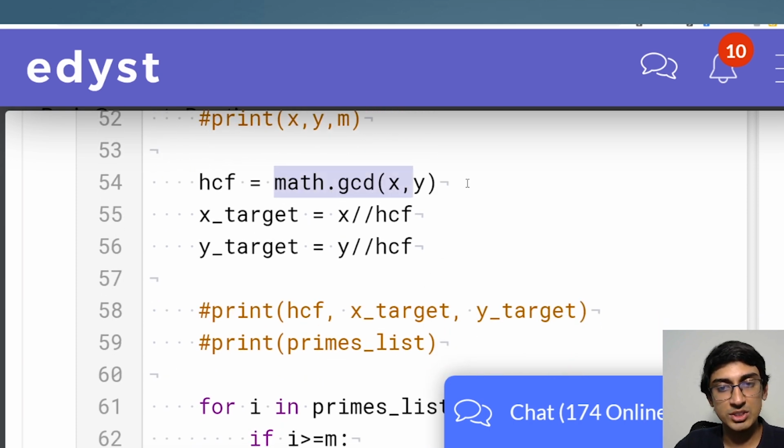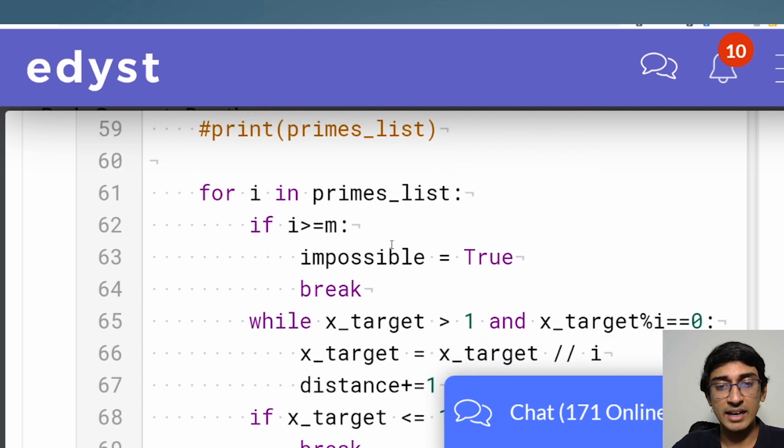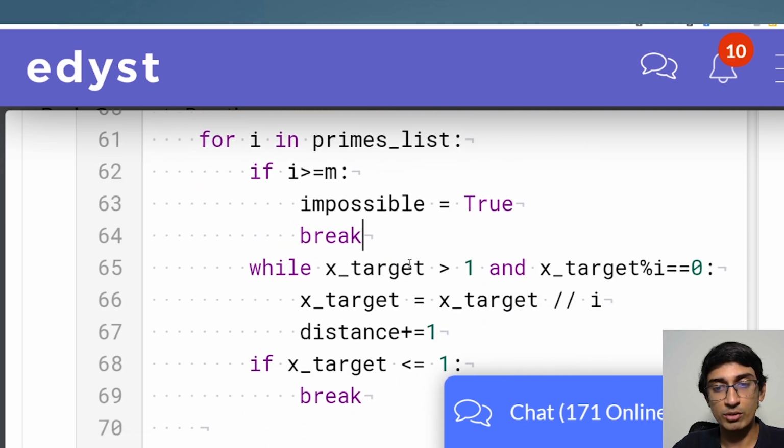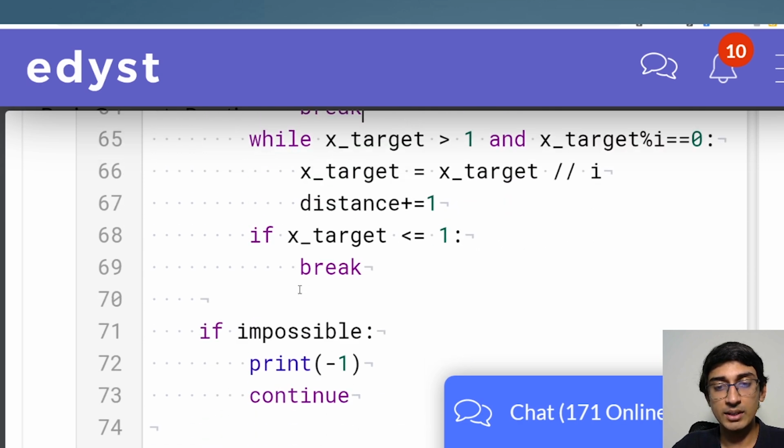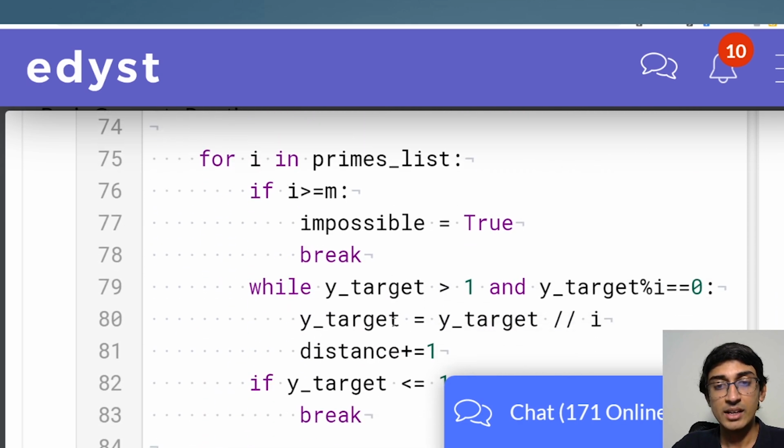I just use math.gcd. However, you could also deploy the Euclid function, and it's not too difficult. It's a 3-line function, so just look that up. It's pretty easy to do. So the target for x to reach is x divided by HCF. The target for y to reach is y divided by HCF. What I'll do is find the prime factorization of x, and similarly the prime factorization of y's target.